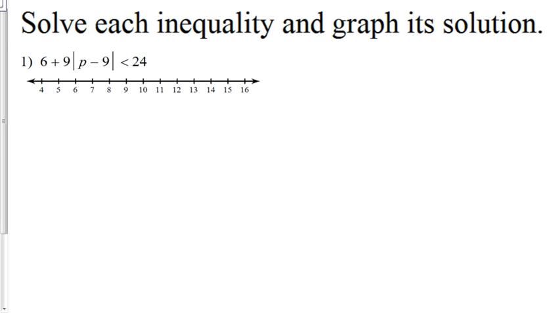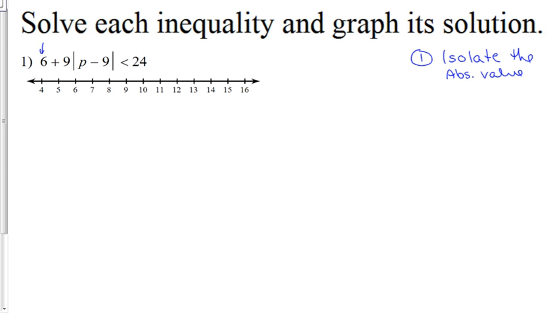So in order to do these equations or inequalities, we're going to follow a few steps here. The first step is to isolate. So we're going to isolate the absolute value. And that's a must. That's the first thing. So let's do that first.